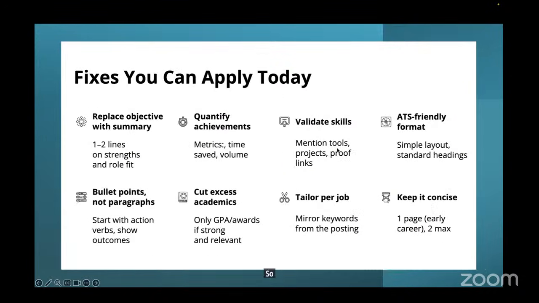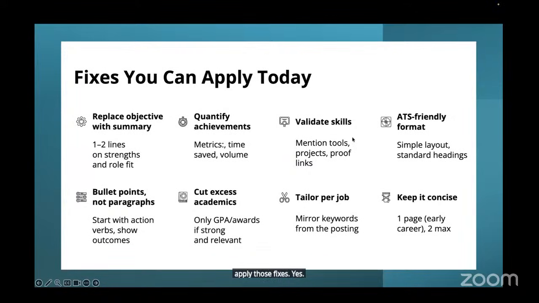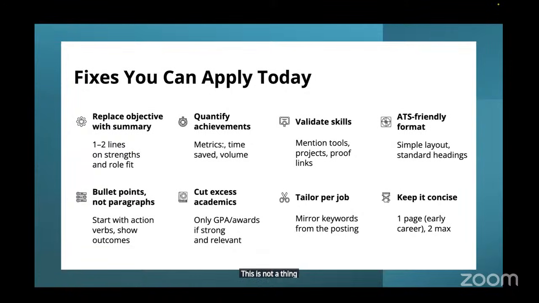So the fixes that you can apply today only, after this session, are: first thing, replace the objective. Objective is basically where you are writing a lot of things in your resume, like I have done this, I have learned this. This is not the thing. Just one or two lines of your key strengths, like what are the things that make you fit for the role. That is the thing.